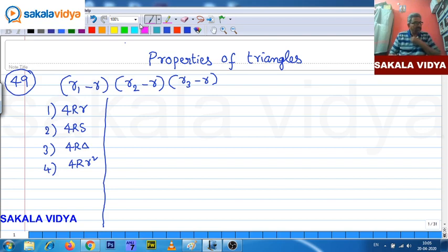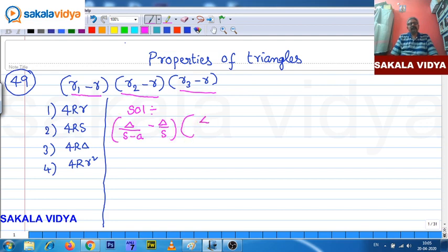So now, R1 into R1 minus R into R2 minus R into R3 minus R. Here in the solution, in the place of R1 we can write delta by S minus A, minus R is delta by S, multiplied by delta by S minus B minus delta by S, and R3 is delta by S minus C minus delta by S.